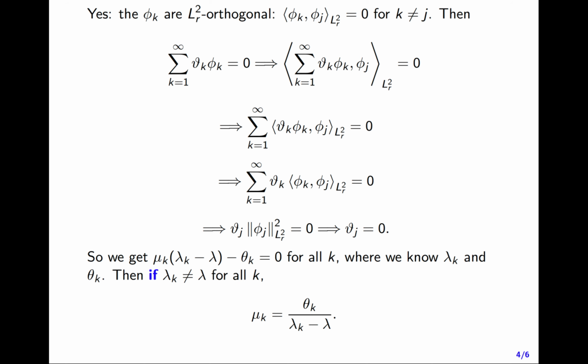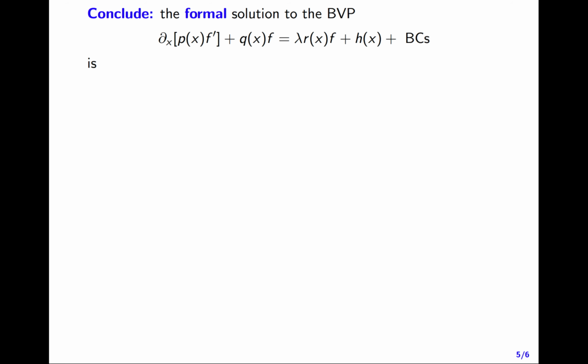So if lambda k is not equal to our given parameter lambda for all k, then we can happily solve for mu k as mu k equals theta k over lambda k minus lambda. And we conclude then that the formal solution to our boundary value problem is f of x equals the sum from k equals 1 to infinity of theta k over lambda k minus lambda times phi k of x.